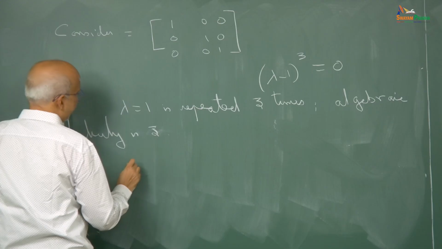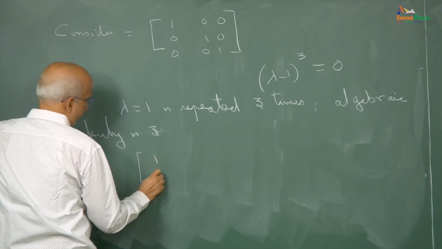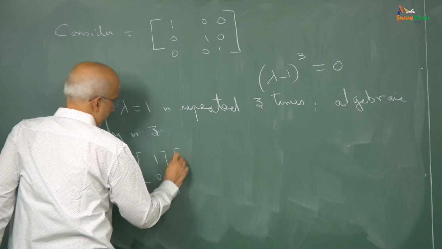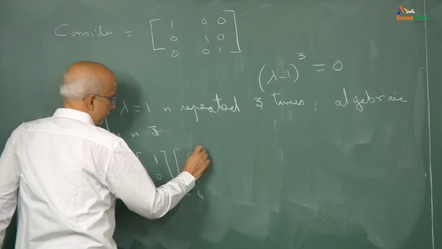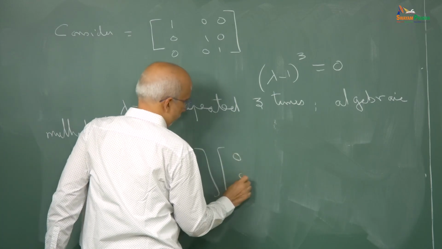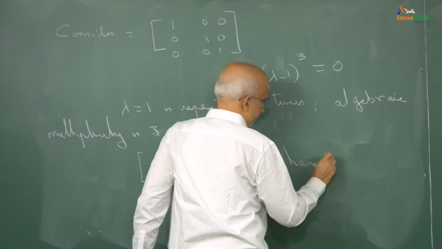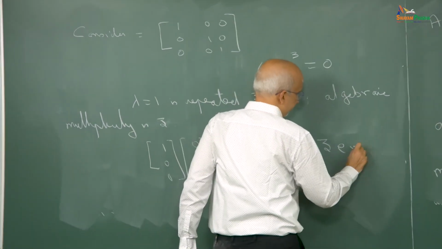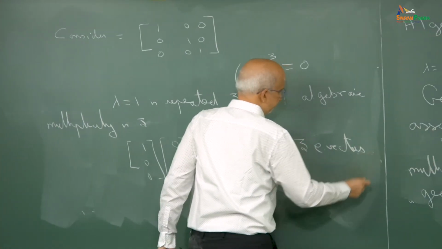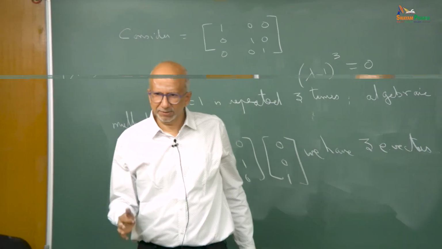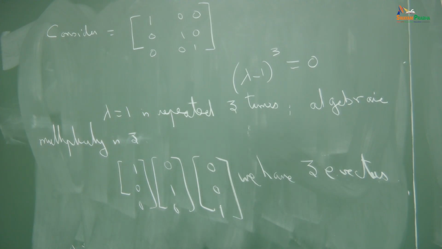And what are the eigenvectors? Eigenvectors are 1 0 0, 0 1 0 and 0 0 1. We have 3 eigenvectors, 3 independent eigenvectors. So, geometric multiplicity is 3.